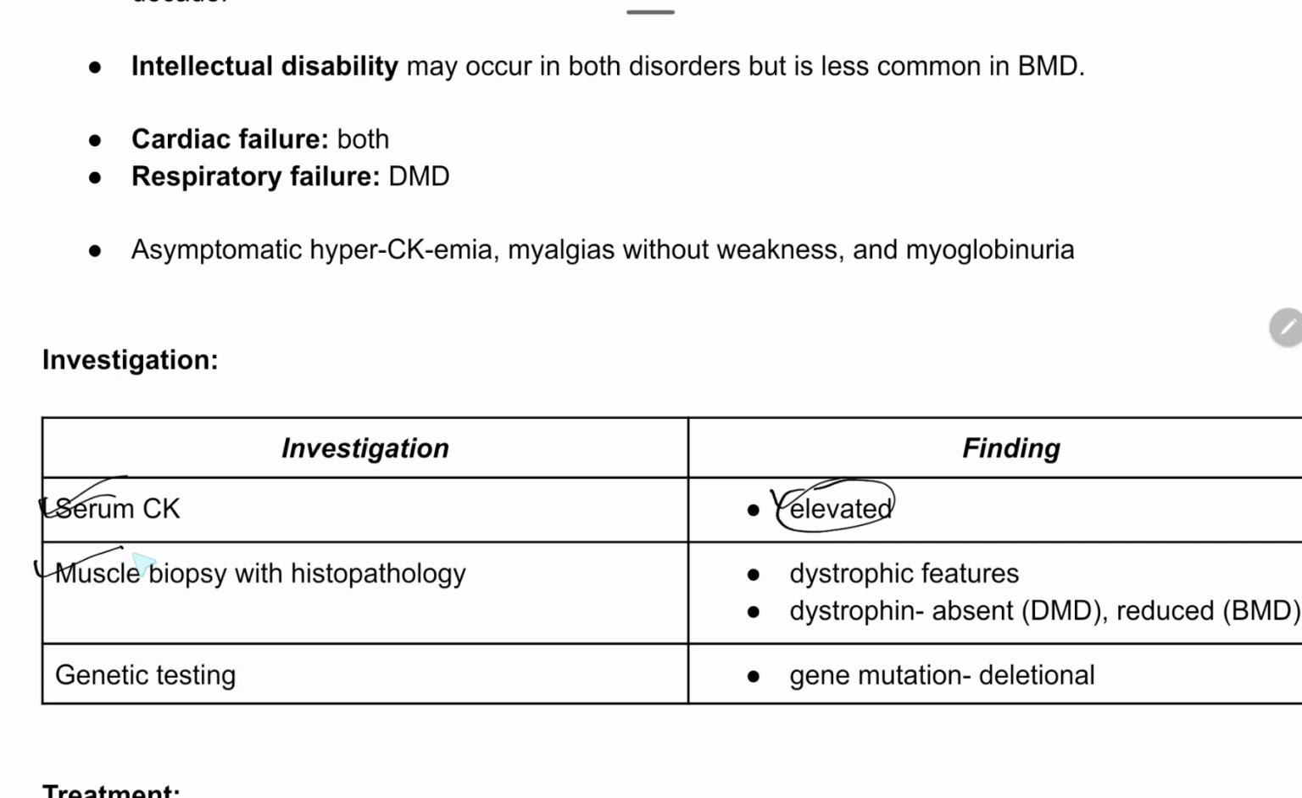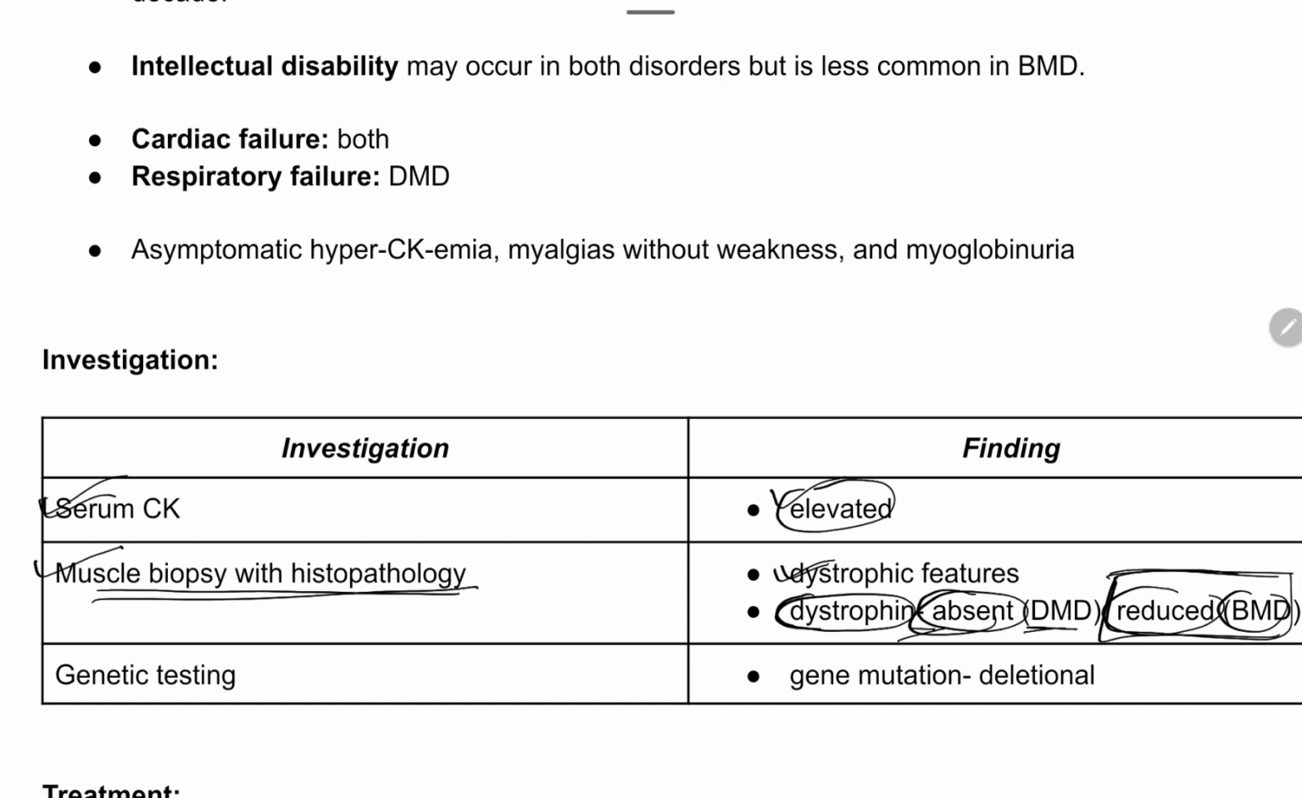Then the muscle biopsy with histopathology. The histopathology report will show the dystrophic feature, the dystrophy of muscle fibers, and a special staining of the biopsy specimen will show the dystrophin. In case of DMD it will be absent, and in case of BMD it will be reduced in size. So I repeat again, it is a very important finding: in Duchenne muscular dystrophy, the dystrophin will be absent totally, but in case of BMD, Becker, it is reduced, not totally absent.